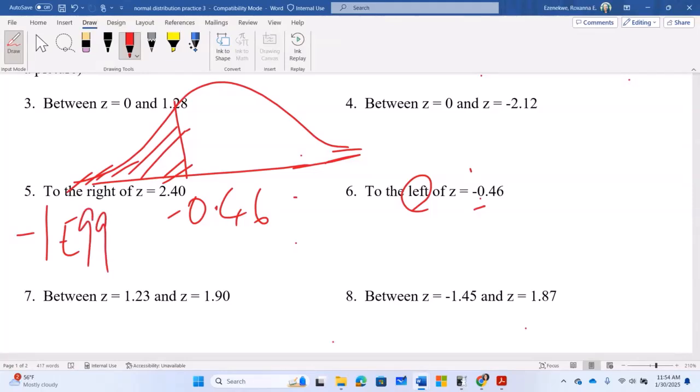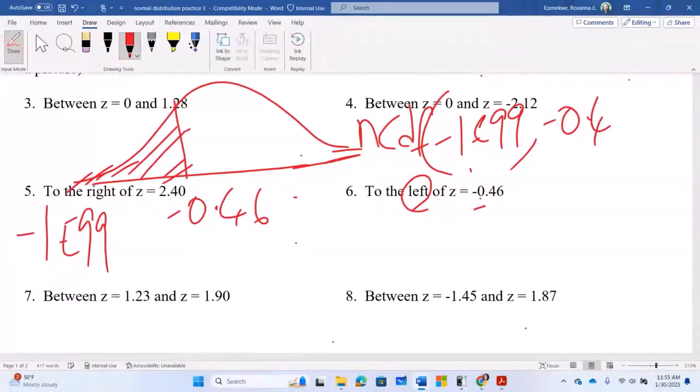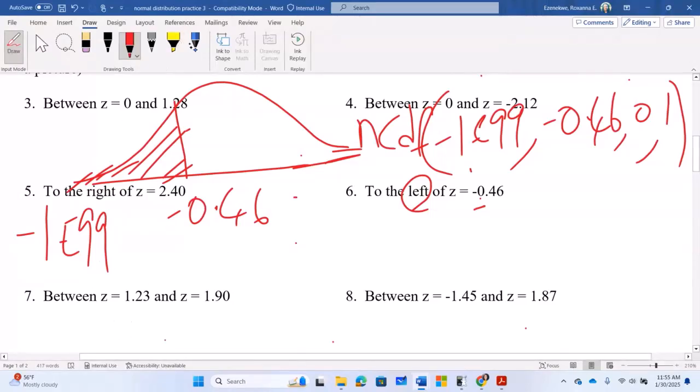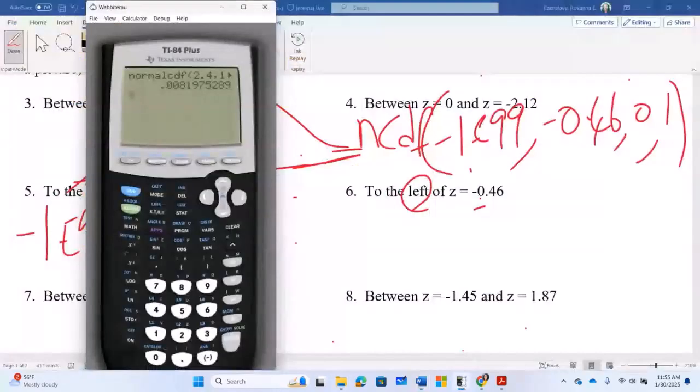So what do you type in your calculator? Write the argument right here. Normal CDF. What is the lower bound? Negative infinity is smaller. So negative infinity. The upper number is negative 0.46. The mean is 0. Standard deviation is 1. Okay, let's calculate. All you have to do is put it in your calculator. And that is the story. It's not a big deal if you know how to use your calculator.